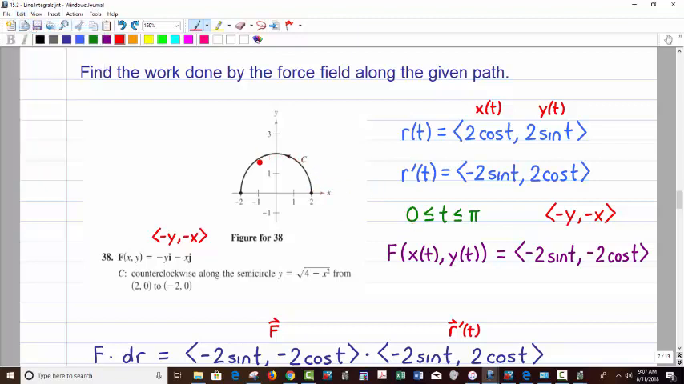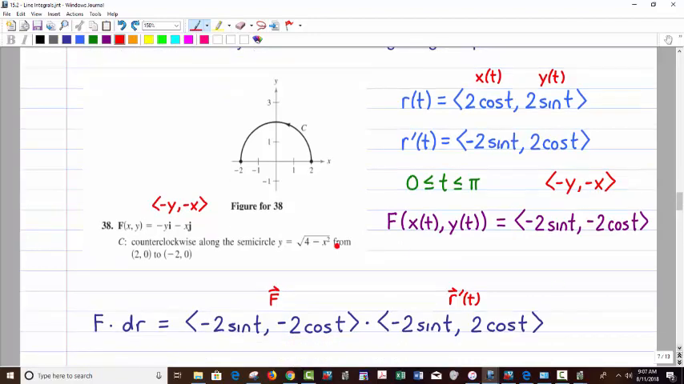Because it's coming all the way around here. And then here's the same derivative, so it'll be negative 2 sine t, 2 cos t. But we're not finding the magnitude. Oh, well, here's where it explains it right here. So we were given the picture, but told it's the semicircle. So basically it's x squared plus y squared equals 4, but it's only half a circle, from 2, 0 to negative 2, 0. So it did explain it, so we didn't need the picture, because it gave us the information we needed to get the 0 to pi, and then to get the r of t.